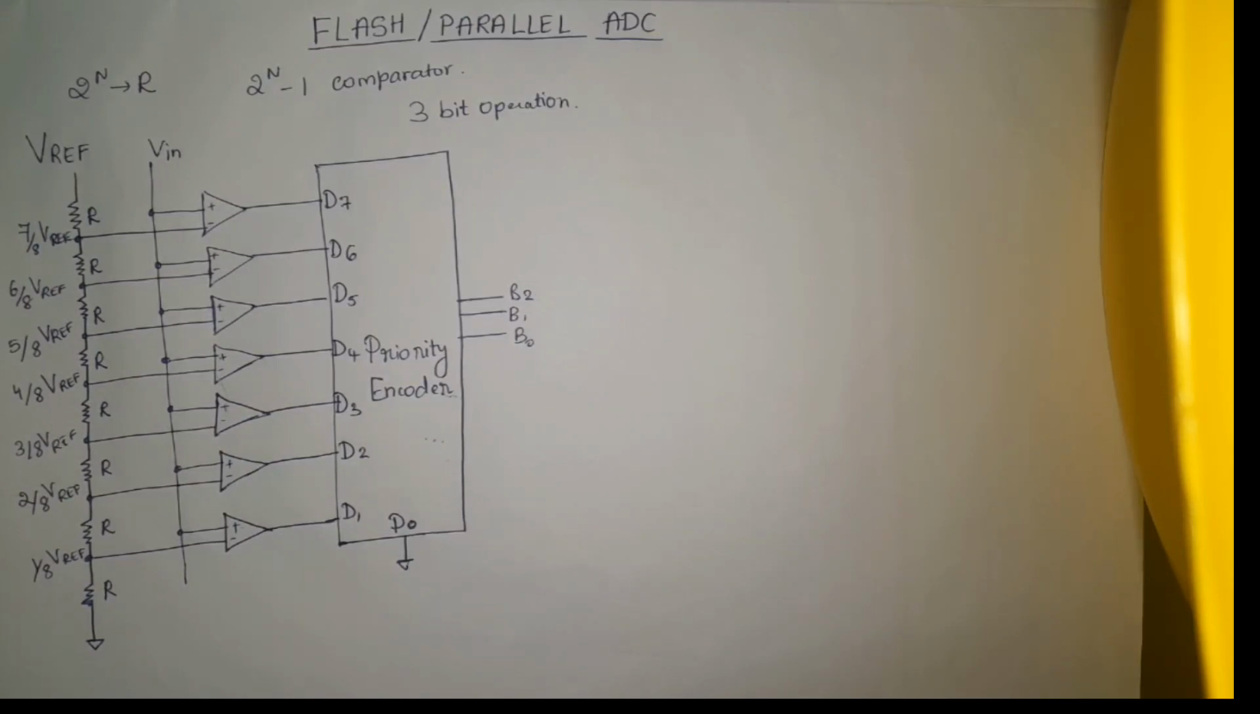Today we are going to discuss the Flash ADC, or the parallel ADC. It is used for converting n-bit data by using a single clock pulse. This is the advantage of the Flash ADC: other types of ADCs require multiple clock pulses, but in this type of ADC only a single clock pulse is sufficient for converting the n-bit data, that is the analog signal, into the digital signal.